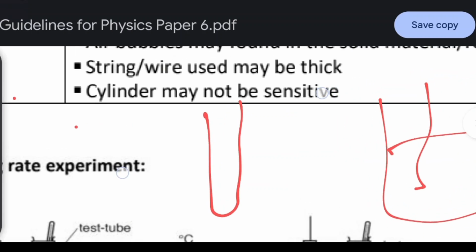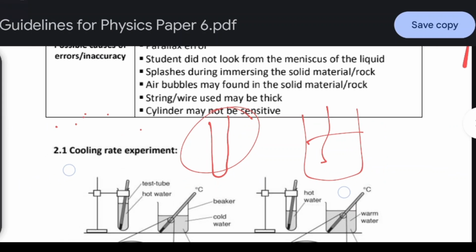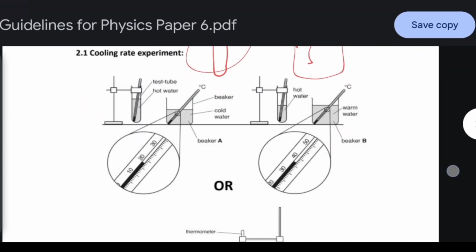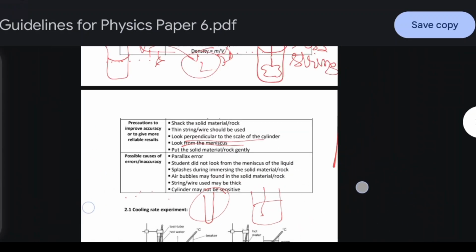They can also ask you the reason for using a narrow measuring cylinder. A small increase in the reading of the volume is more obvious, because it has smaller intervals. Okay, with this we come to the end of this experiment.